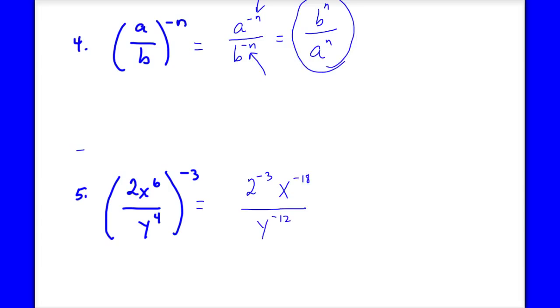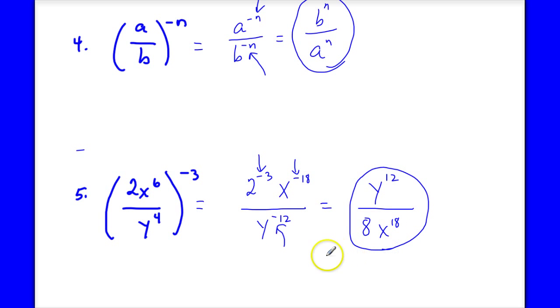So let's just finish simplifying that, and we've got a little bit of work to do here. That negative exponent has to change, so all of the exponents are going to have to change. So basically everything is going to swap locations. Y to the 12, 2 to the negative 3 would become 2 to the third, which is 8, and then x to the negative 18 would become x to the positive 18. Right there, and there we have it.